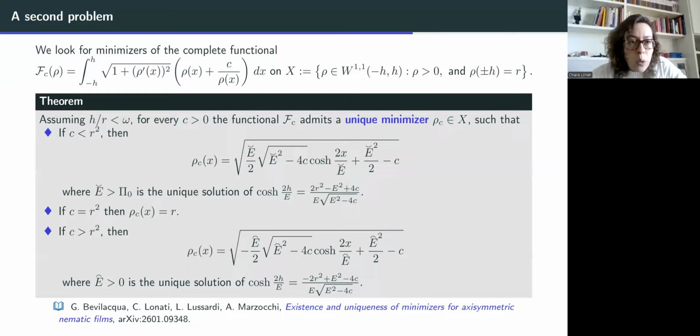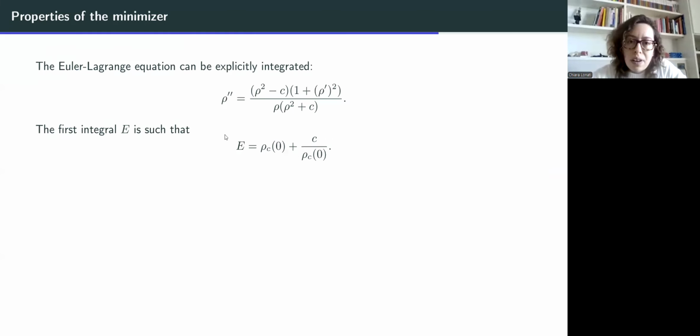So we can also say other things on the characterization of this minimizer. We have this Euler-Lagrange equation that can be integrated differently from before. Indeed, we obtain the explicit form of the minimizers. Then we have this first integral. So you can see that if C is equal to 0, we recover the first integral said before, so the height of the intersection between the minimizer and the vertical axis. However, if C is different from 0, we have this more complicated expression.